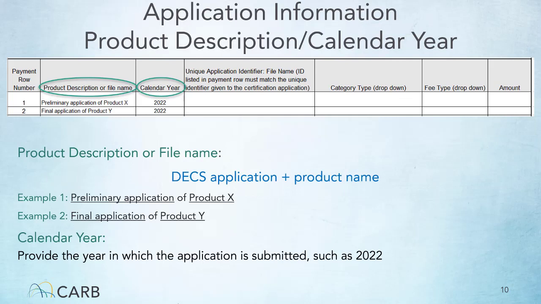For product description or file name, you need to follow the template shown on this slide. First, you need to mention the DEX application, then the product name. I have provided you with two examples. The first example is preliminary application of product X. The second example is final application of product Y. For calendar year, you need to provide the year in which the application is submitted. For example, 2022 as shown in the picture.